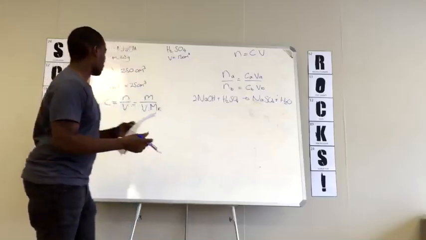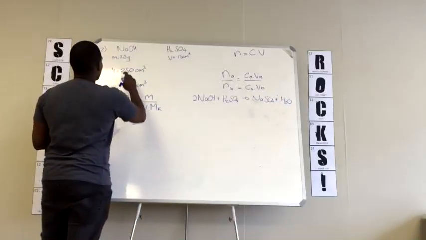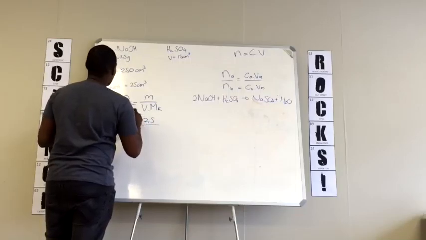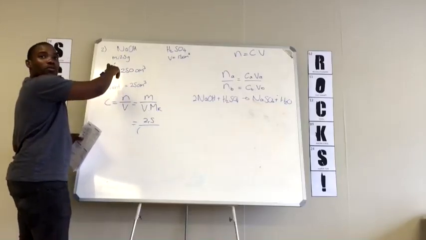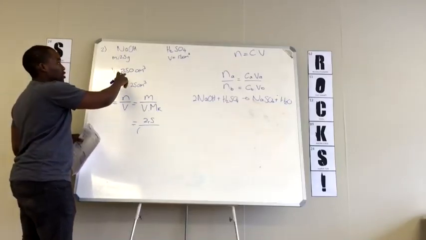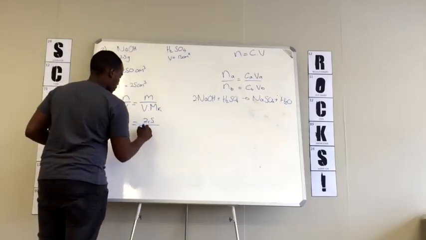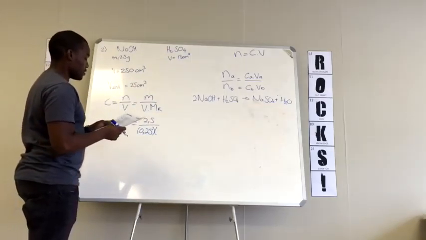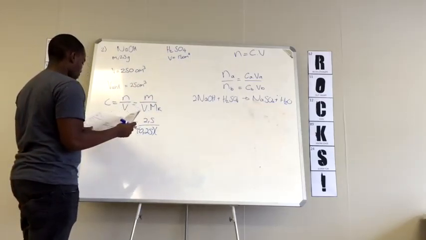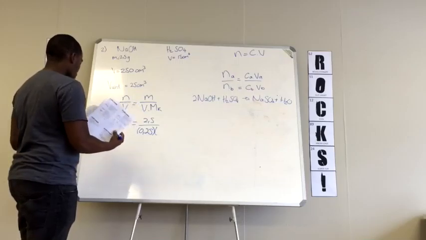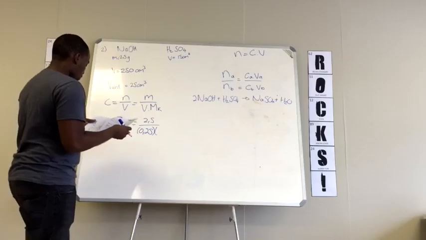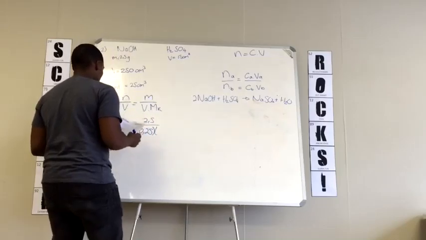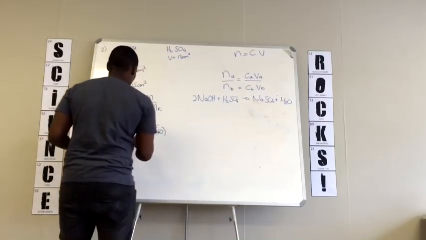Okay. Then we've got our mass being 2.5 grams. Our volume is 250 centimeters cubed. What is this in dm cubed? Divide by 1,000. It's going to be 0.25. And my relative molecular mass of sodium hydroxide is? It's 23 plus 16 plus 1, which is 40. Okay. Times 40. Can I get an answer for that?